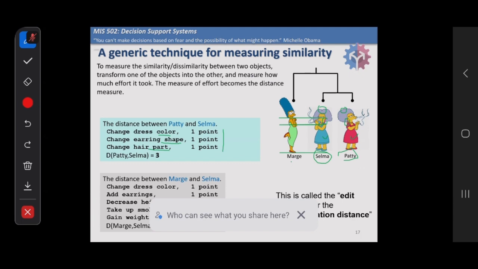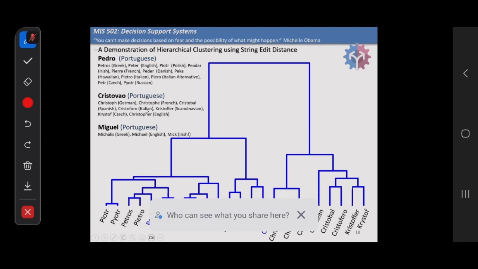But what about Selma and Marge? You can see that their dress color is different, their earrings are different, their height is different. One is smoking, the other not, the weight is different. That's how we were calculating the distances, based on the differences. Do you understand how we are calculating the distances? It is based on the differences.